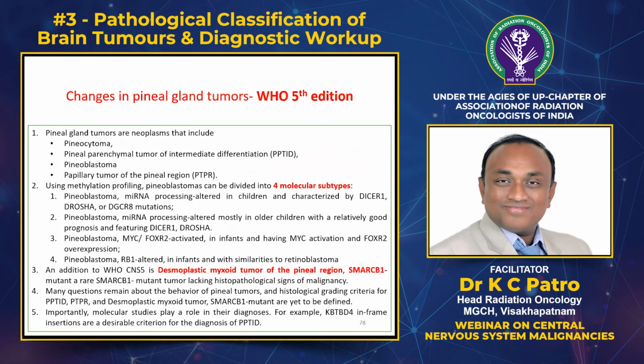Again, pineal gland tumors are neoplasms that include pineocytomas, pineal parenchymal tumor of intermediate differentiation, that is PPTID, pineoblastoma, and papillary tumor of the pineal region. Pineoblastoma again has 4 molecular subtypes. This is the DICER1, DROSHA, and DGCR8 mutation, which is seen in adults and older children. MYC and FOXR2 activated, having MYC activation and FOXR2 overexpression. Pineoblastoma RB1 gene altered is seen in infants, similar to retinoblastomas. So these are the various molecular alterations.